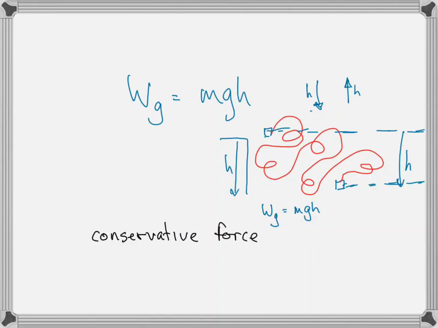Gravity is a conservative force. It says that the work done is path independent. The work done between the initial point and the final point, doesn't matter how you got there, is path independent. Now, is there such a thing as a non-conservative force?